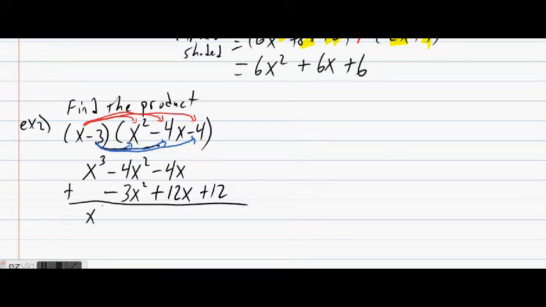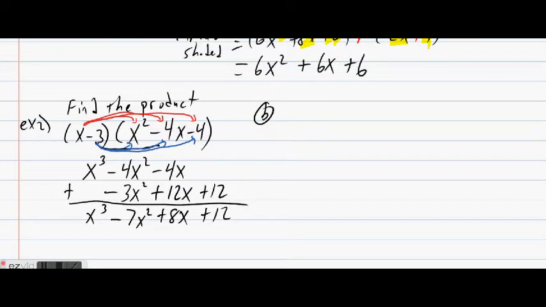Add straight down. X to the third minus 7x squared. Keeping in mind, we do not change the exponents when we're adding or subtracting. Negative 4x plus 12x is 8x, plus 12. Alright, so you have a binomial times a trinomial.